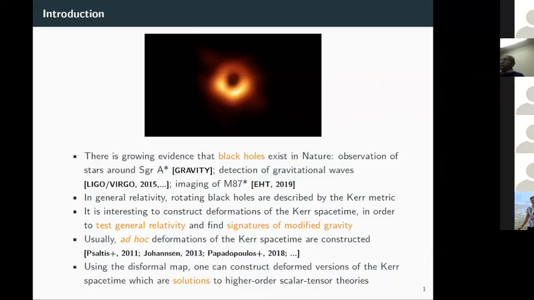Yeah, I was just saying it's interesting to study black holes because we're having growing experimental evidence that they actually exist. And I'm interested in black hole solutions in modified gravity theories.